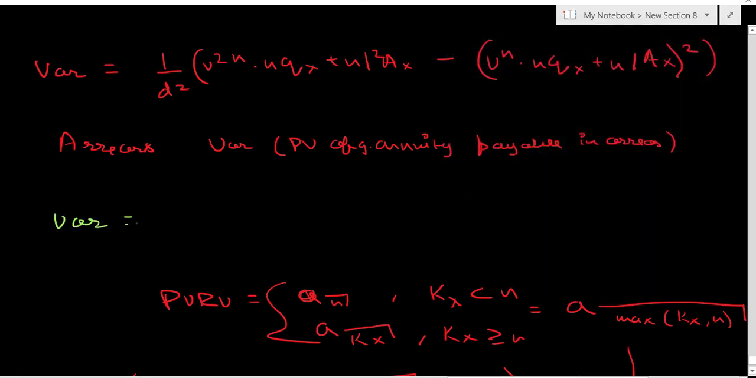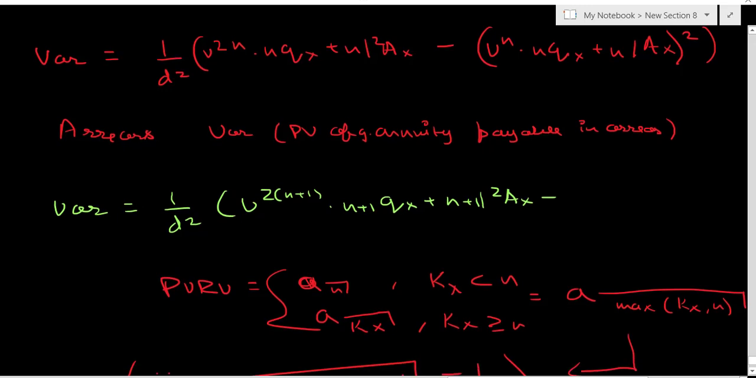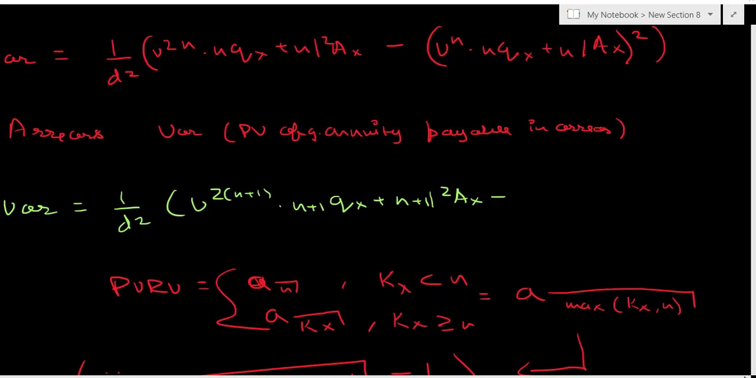So the variance for a guaranteed annuity payable in arrears is just 1 over d square. Now replace n plus 1 in place of n in this equation. So it's v to the power of 2n plus 1 into n plus 1 qx plus n plus 1 deferred 2ax, minus, again replace n with n plus 1, so it is just v to the power of n plus 1 into n plus 1 qx plus n plus 1 ax deferred obviously, and this whole thing squared up, and this is your answer. Okay, so this is how you do it in case of arrears.